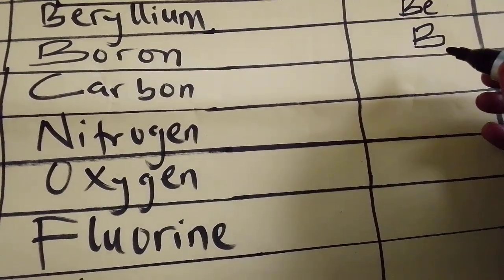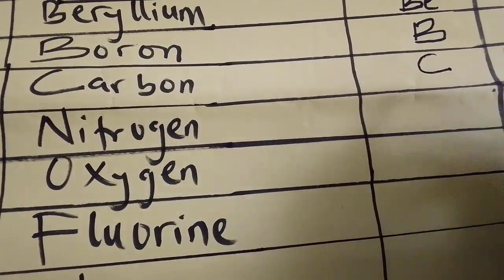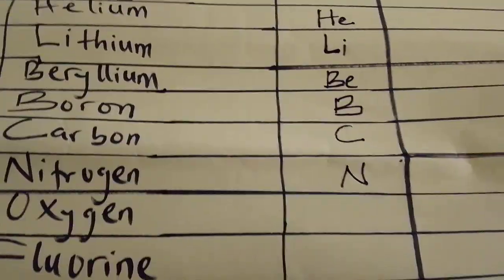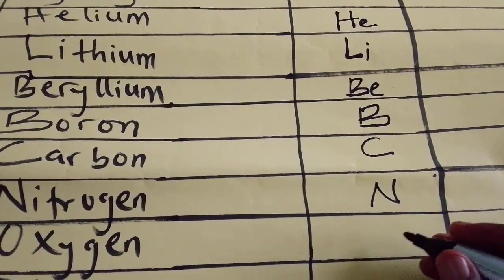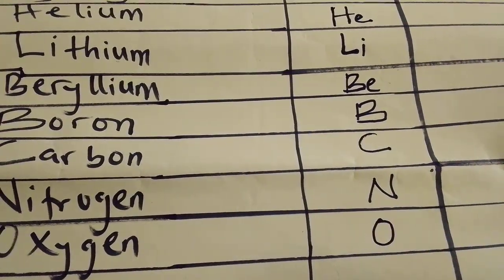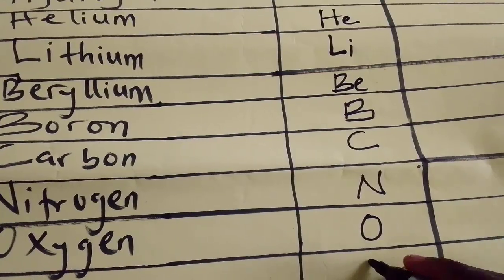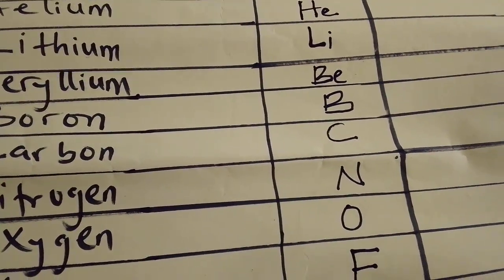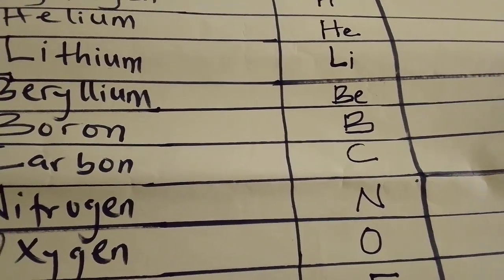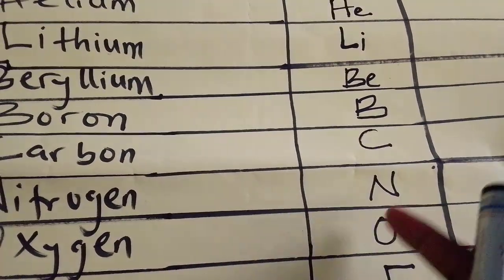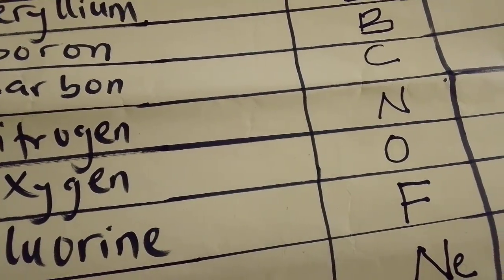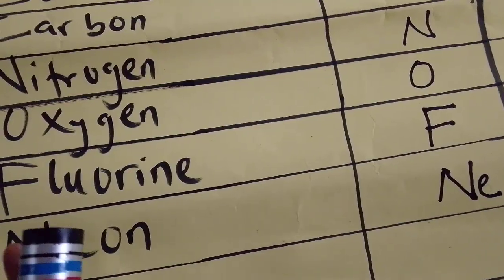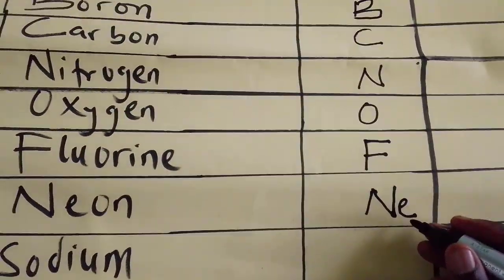Then for the next element, which is carbon, it will be C. The next one, nitrogen, N, and also the next one, which is oxygen, to be O. Also, the next one, which is fluorine, this one will be F. And for neon, it will be Ne, because nitrogen is already N. So there's no way you can still write N for neon, because you cannot write the same symbol with two elements. So we add E to differentiate them.